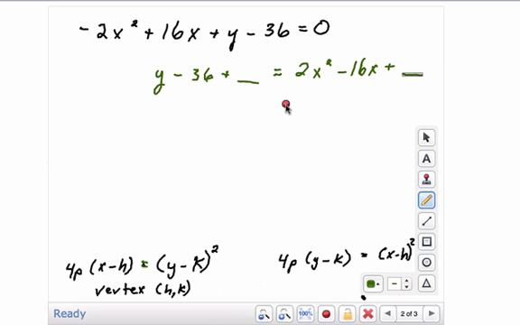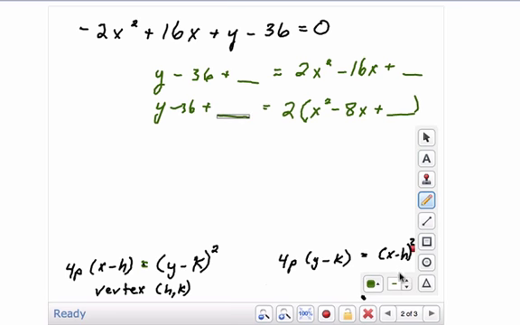In order to complete the square there, we need a common factor, whatever is in front of the squared term, which in this case is a 2. So that's going to give you x squared minus 8x plus blank. Okay, so this just stays y minus 36 plus blank.